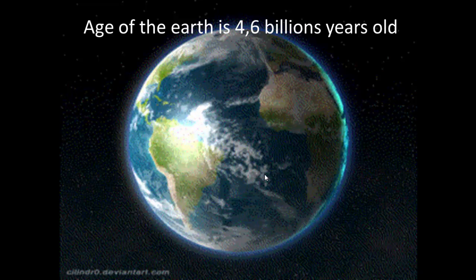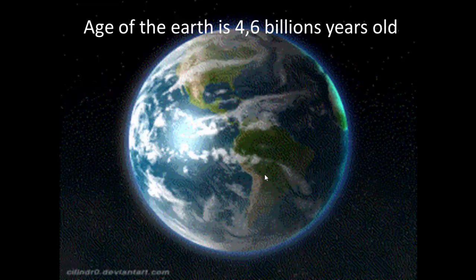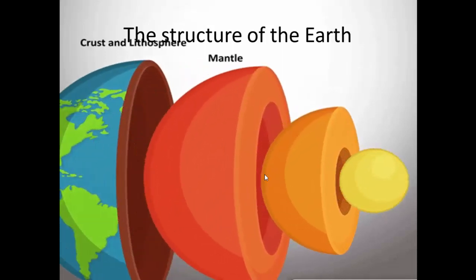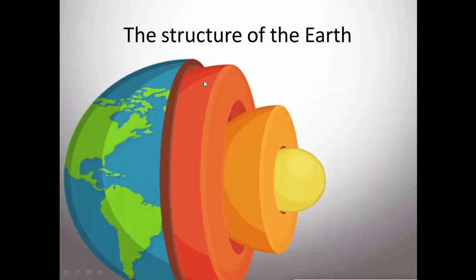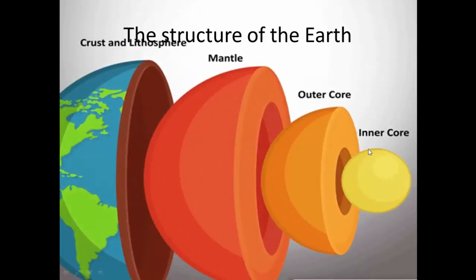The age of the earth. As we know, the age of the earth is around 4.6 billion years old. The structure of the earth. We have three layers of earth: crust, mantle, and core. While the core, we divide into two, inner core and outer core.